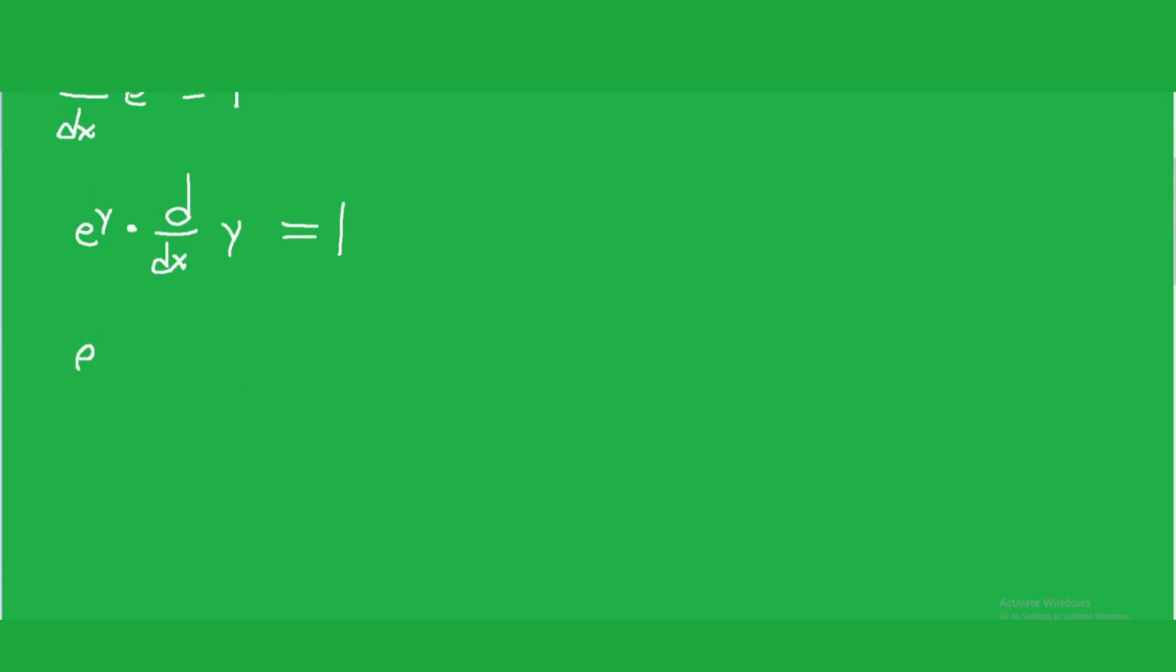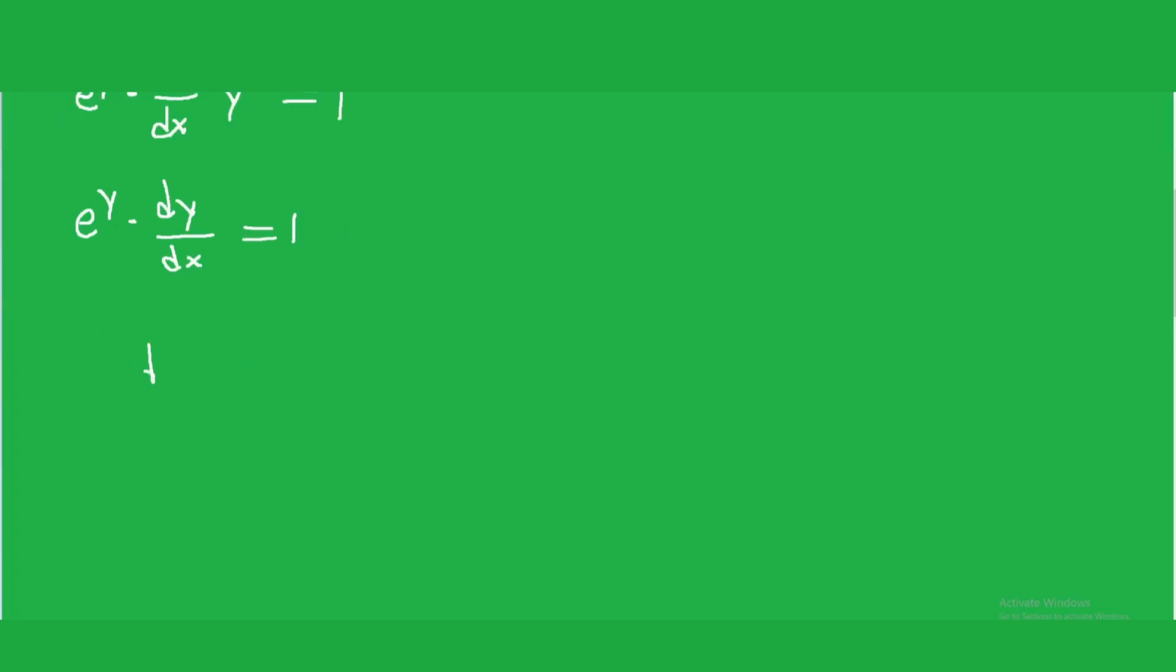Moving forward, we can just say e to the y times dy over dx equals 1. We're going to divide both sides by e to the y to isolate this right here, because that's what we're solving for, the derivative. So we're going to have dy over dx equals 1 over e to the y.